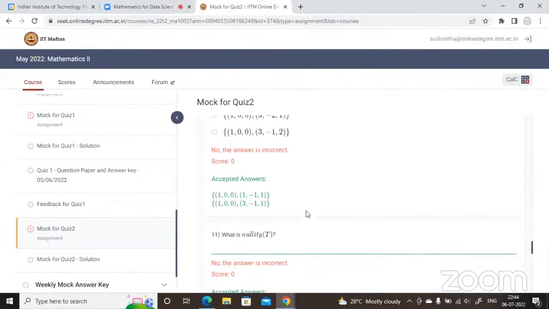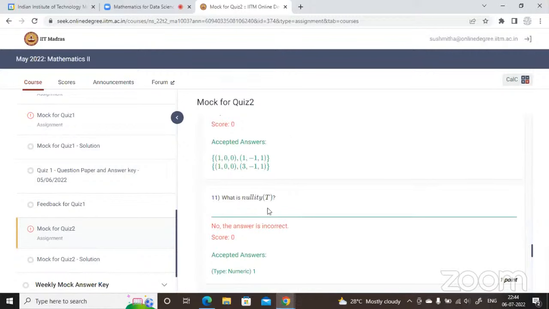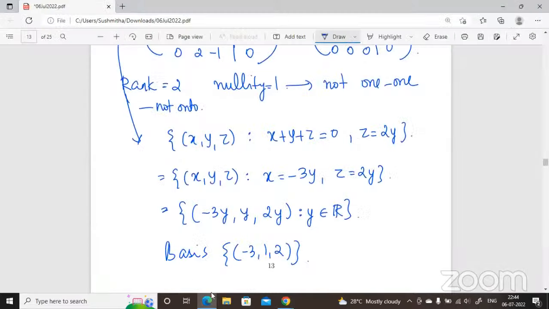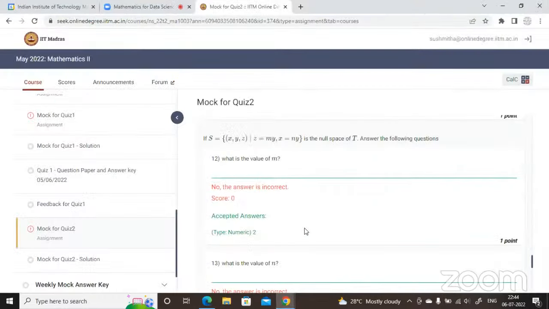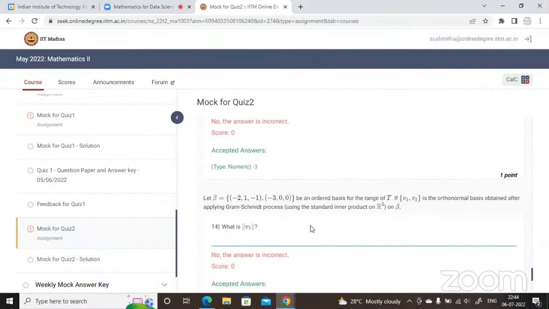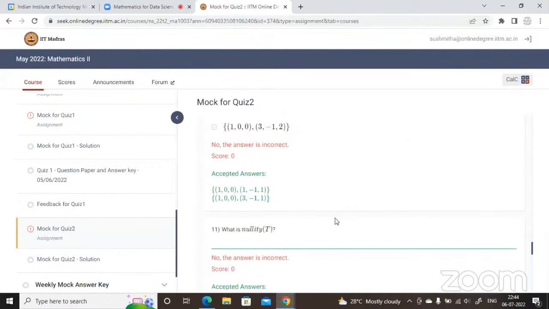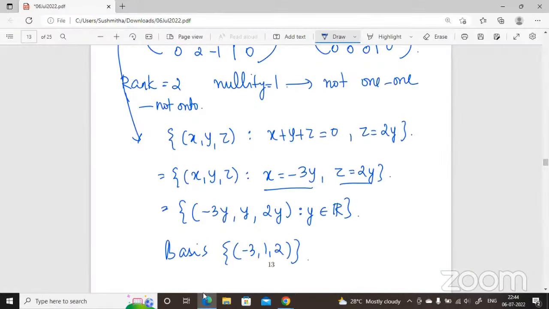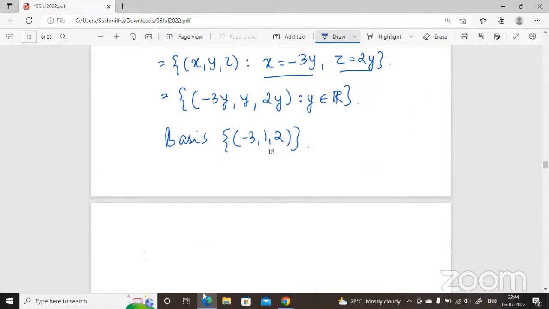Let's see what the question is. Nullity we have found out. Z is equal to my, x is equal to ny; we have to find out m and n. That also we have found out. Okay. Fine. What about the range space? Basis for range: how will we find out the basis for range?